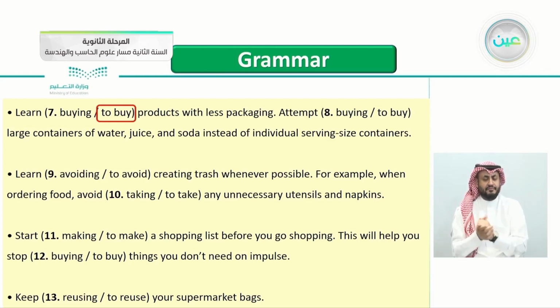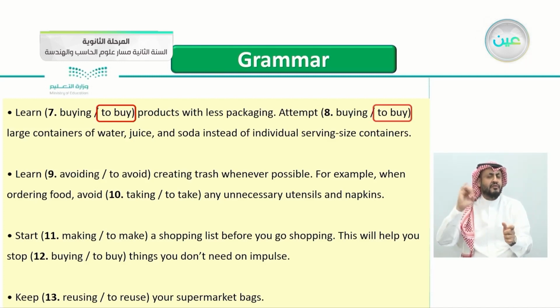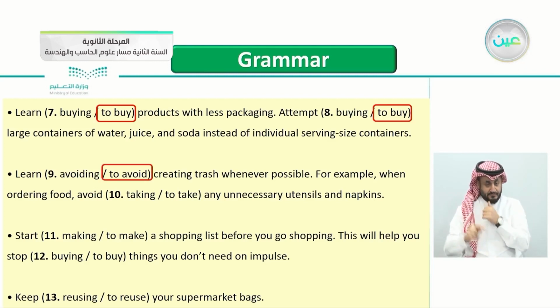Attempt buying or to buy large containers of water, juice, and soda instead of individual serving size containers. So the verb attempt, does it come before the gerund or the infinitive? It comes, of course, before the infinitive. Number 9 here. Learn avoiding or learn to avoid creating trash whenever possible. So, learn to avoid creating trash whenever possible.